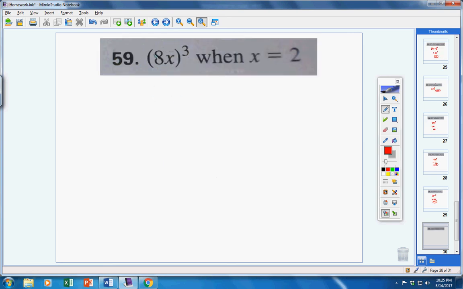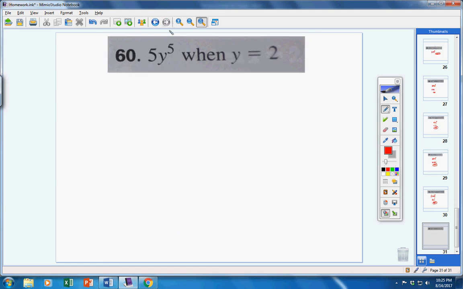Number 59. Okay, now we're back to the parentheses. Do you see that? So I have a big parentheses right here. And then notice my 3 is on the outside. Now inside I have 8x, or in other words, 8 times what? 2. Because x equals 2. 8 times 2 is 16. So I have 16 to the third power. With your calculator, 16 times 16 times 16 is 4,096.